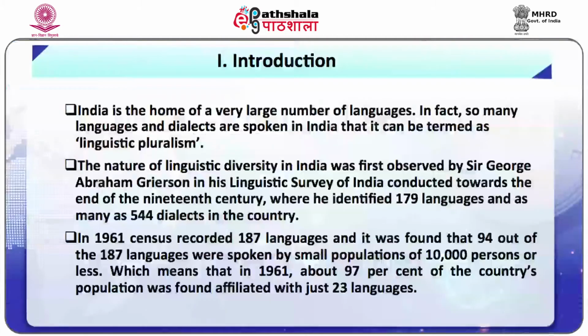The nature of linguistic diversity in India was first observed by Sir George Abraham Grierson in his Linguistic Survey of India, conducted towards the end of the 19th century, where he identified 179 languages and 544 dialects in India. Similarly, the 1961 census recorded 187 languages and found that 94 out of 187 languages were spoken by a very small population, where not even 10,000 people were speaking them, which means that in 1961, about 97% of the country's population was affiliated with just 23 languages.